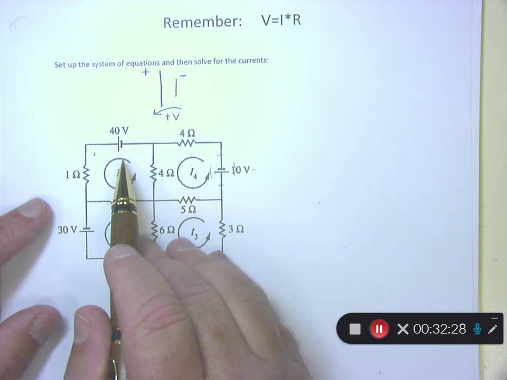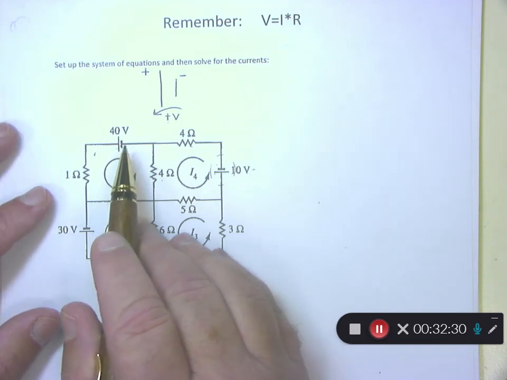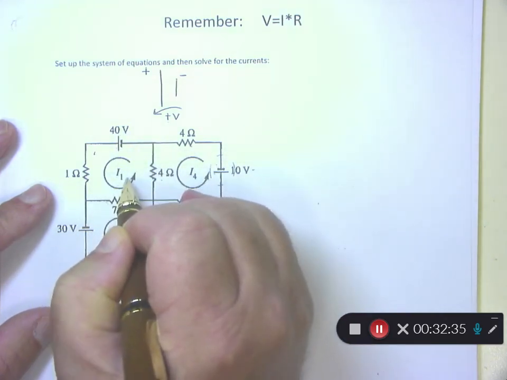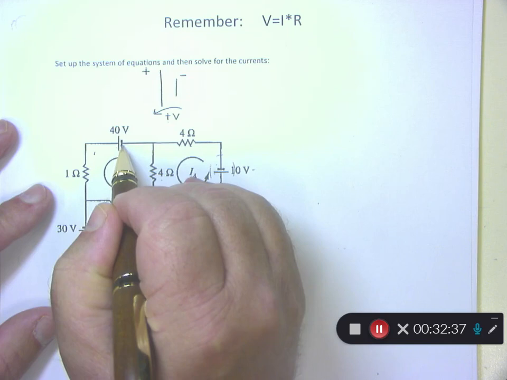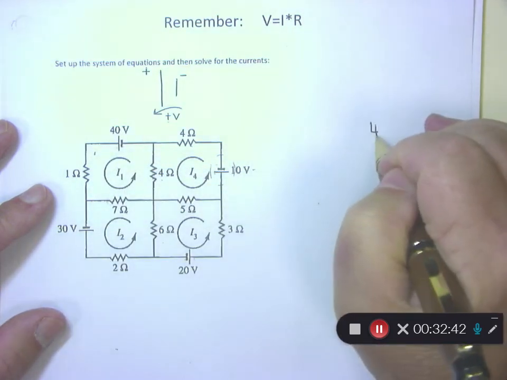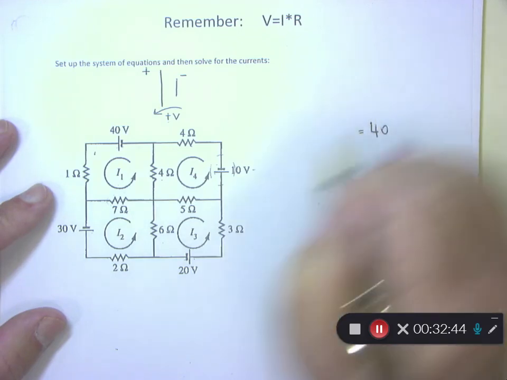All right, what do you got here? All right, so I have a battery right there, and look at how I orientated my current there. We're going from negative to positive, so this is a positive 40 volts here. So that would be 40. Well, what's it equal to?